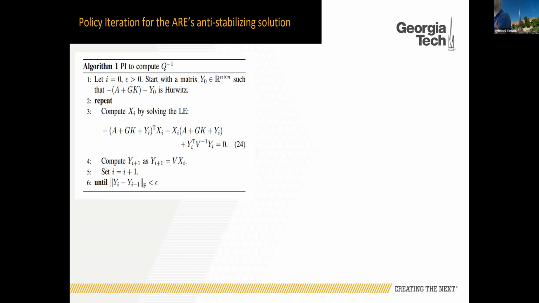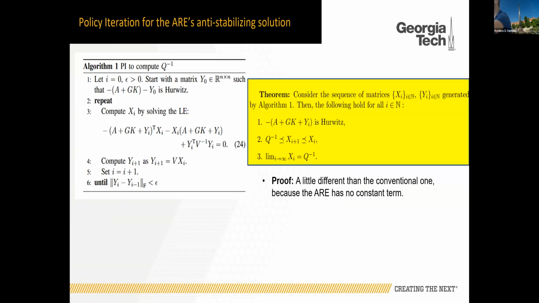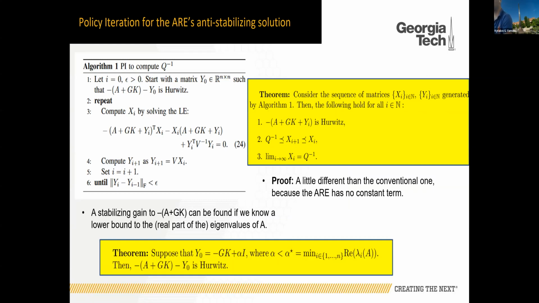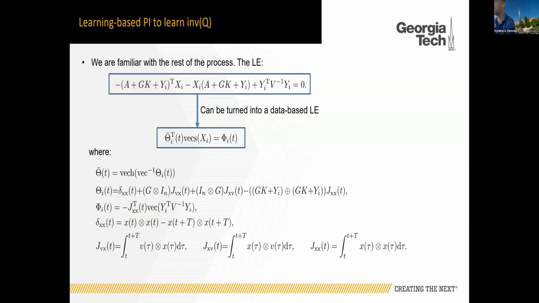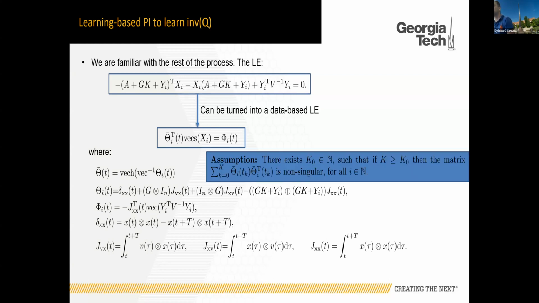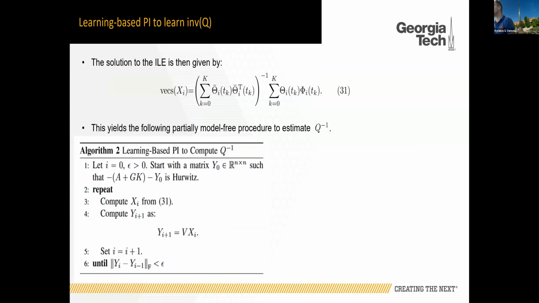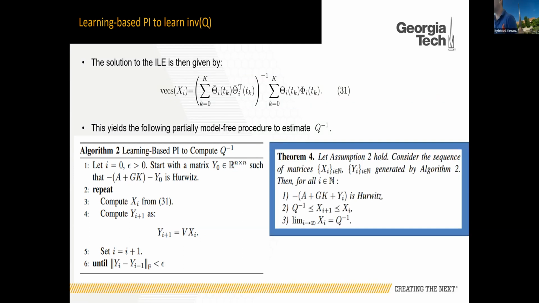Then we can learn all these things by using data-based policy iteration. We have a proof that is actually different from the conventional ones, and I can prove that the policy iterations converge. I can use my off-policy learning to learn everything in a data-based framework, and instead of learning the stabilizing solution, I learn the anti-stabilizing solution. I have proofs that everything converges to the optimal solution.